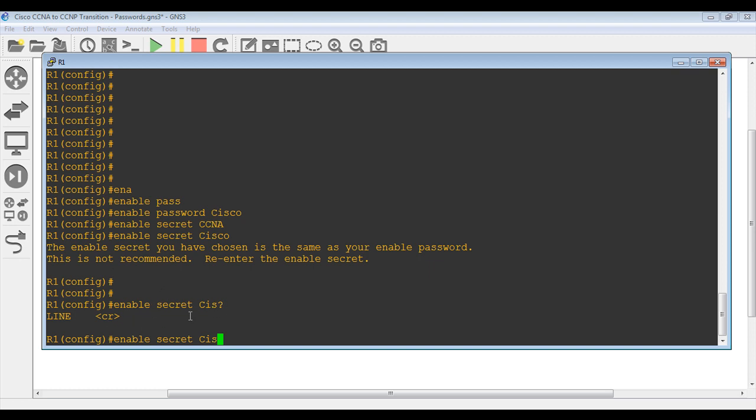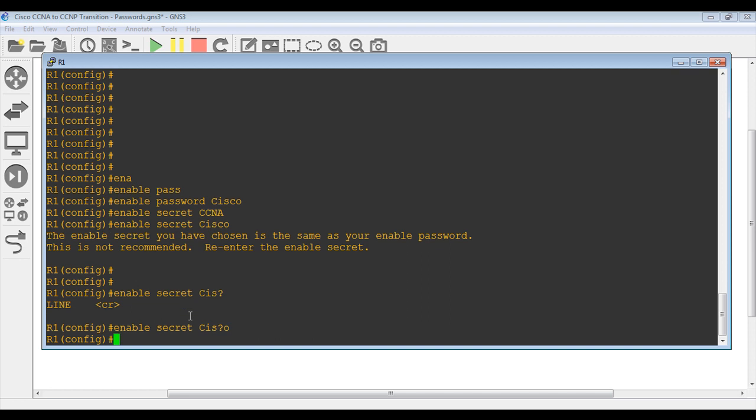So how can we use the question mark to be a part of the password? We can use the escape Q key, then use the question mark and then configure the password. Also, we can configure this, meaning configuring the question mark to be part of the password, by using Control V, then the question mark, and then the other letter.